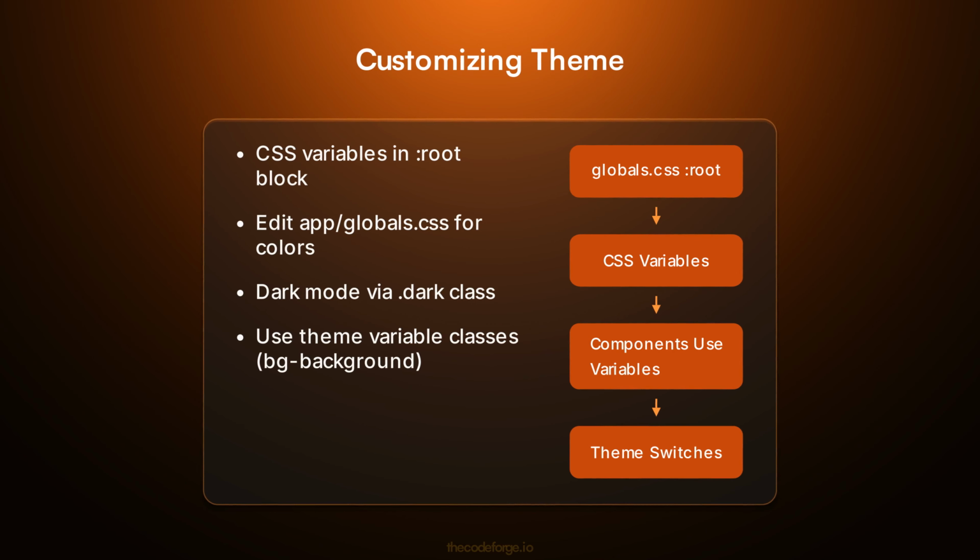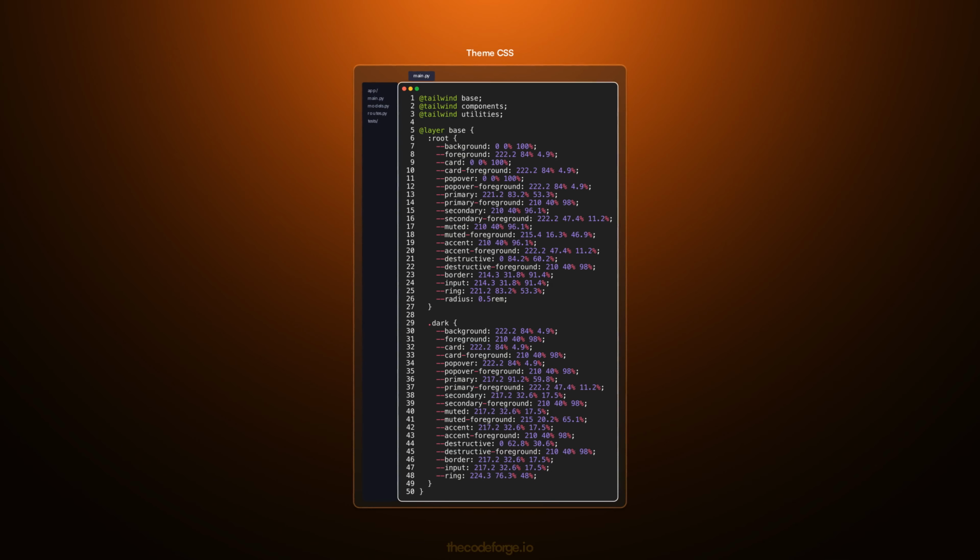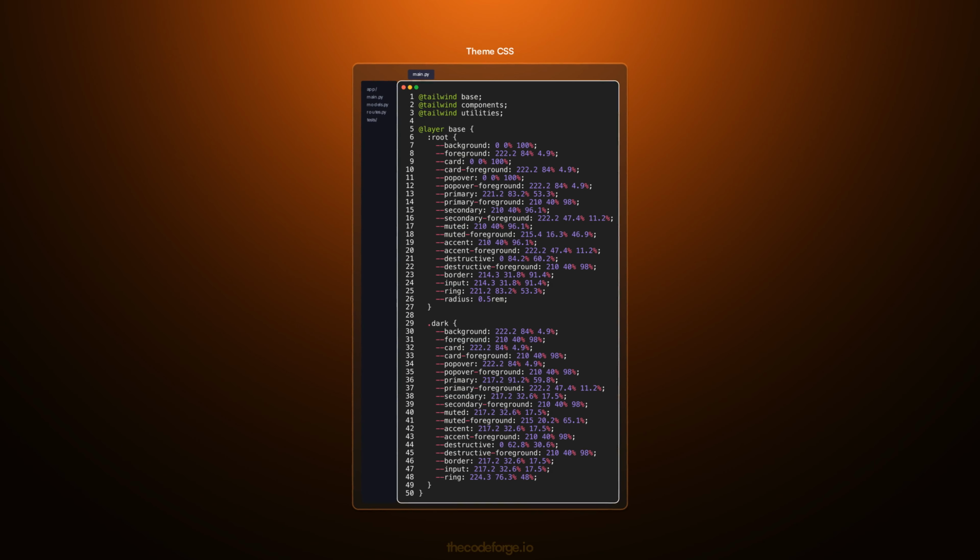Shadcn/UI uses CSS variables for theming. You can customize colors, border radii, and spacing in your global CSS. Dark mode is supported with a dark class. This is the default theme CSS. The root block defines light mode variables, and the dark block overrides them for dark mode. Components automatically use these variables.